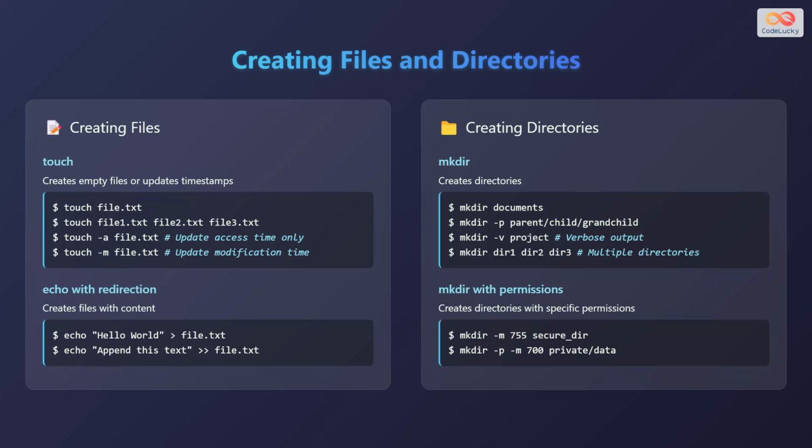Like this: mkdir -v project. You can create multiple directories at once by listing them after the command, such as mkdir dir1 dir2 dir3. You can also create directories with specific permissions using the -m flag, for example mkdir -m 755 secure_dir or mkdir -m 700 private/data.